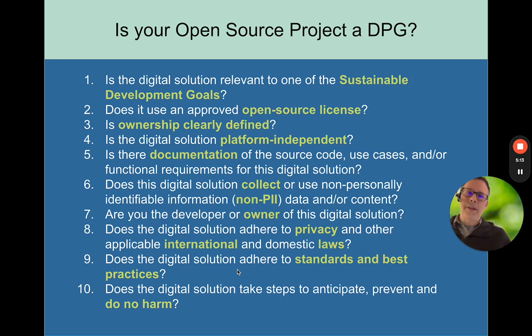Now, these are the questions that actually get asked to the product owners, and these are the exact questions. Is the digital solution relevant to one of the SDGs? Does it use an open source approved license? Is the ownership clearly defined? Is it platform independent? Are there docs? Is it not just collecting a bunch of PII? Does the digital solution adhere to standards and best practices? And does the digital solution take steps to anticipate, prevent, and do no harm? If you can answer yes to all these questions, you might be able to become a DPG.